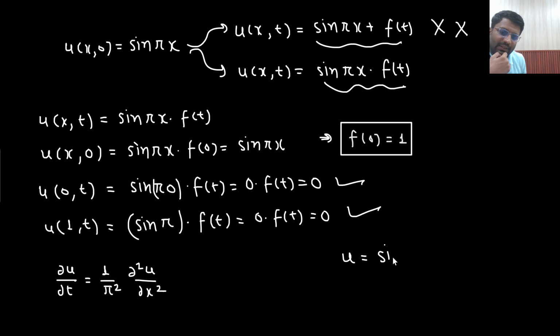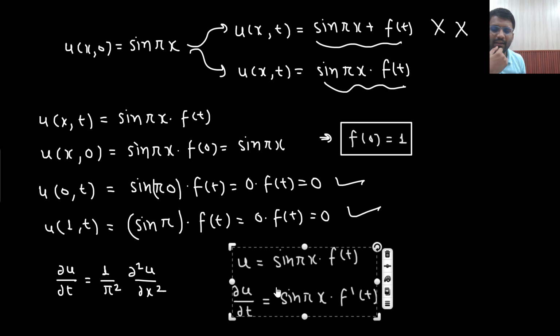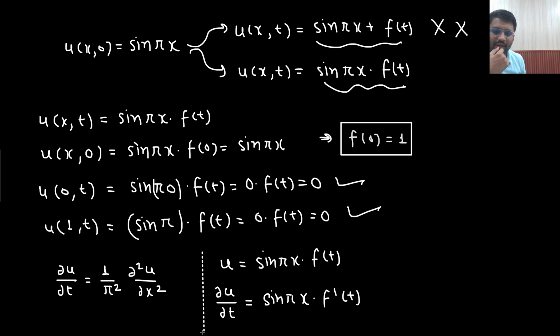Sir, my u is sin pi x plus f of t. Can you calculate what is the value of del u by del t? Partial differentiation of u with respect to t. So sin pi x will be treated as constant, and differentiation of f of t. This is the first thing that you can calculate. Then can you calculate del u by del x?